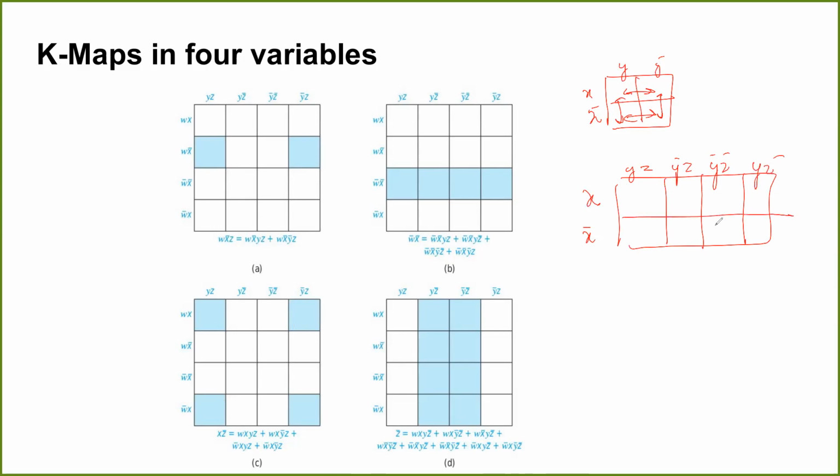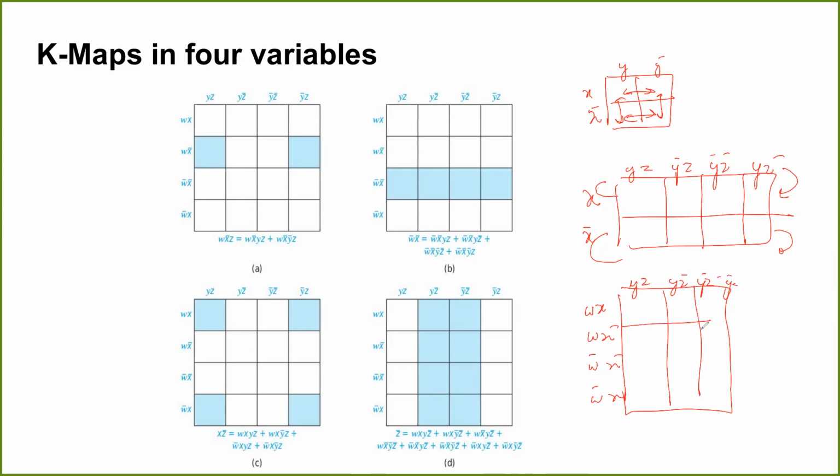Then when we move to three variables, in addition to the adjacencies in the two variable case, we also have left right wraparound. You can combine the cells. And then finally, when we move on to four variables, we have all possible 16 combinations on both sides of the axes.